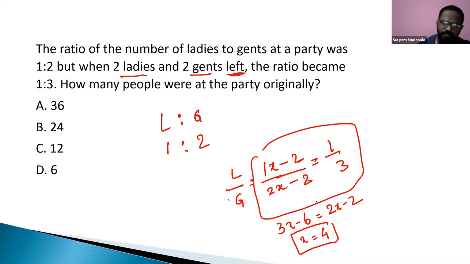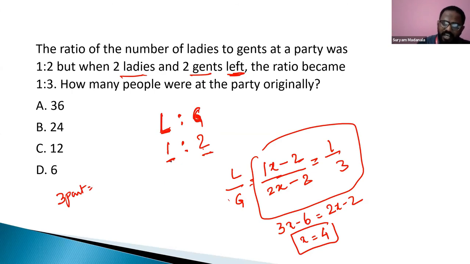Wonderful. I repeat. They have given me the ratio of ladies to that of gentlemen. This is what they have given. 1:2. I'm explaining again. They have given me the ratio of 1:2. That does mean that initially there were 3 parts. Now, one part is from ladies, 2 parts were from gentlemen.